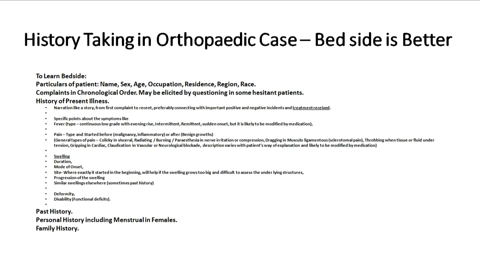Again, the swelling: duration, mode of onset, site, where exactly it started in the beginning. If the swelling grows too big or is difficult to assess under the underlying structures, you have to feel for it. Progression of the swelling, similar swellings elsewhere, sometimes past history, deformity and disability, and the functional deficits which you get. Again, you ask for the past history, personal history, including the menstrual history in females, and the familial history.